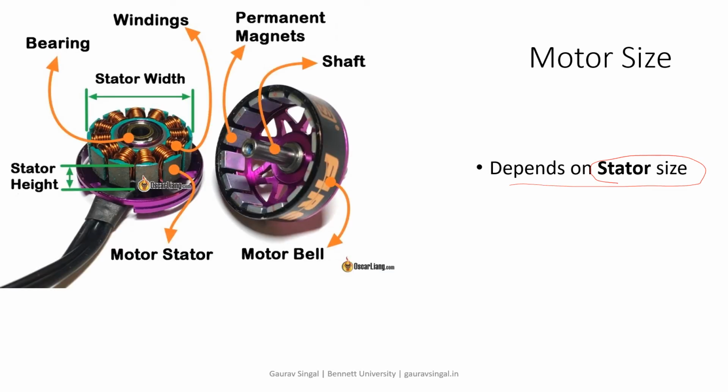So you can see this is the stator. The stator basically has two components: one is width and second is height. Depending on that, we can tell which motor is bigger and which motor is smaller. There is one small formula, which I will tell you in the coming time.